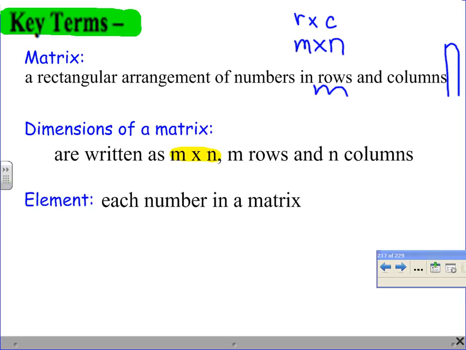Okay, an element is each number in a matrix. So each number or each term is called an element.